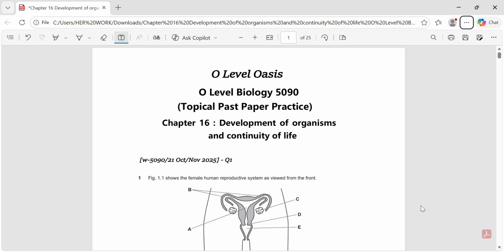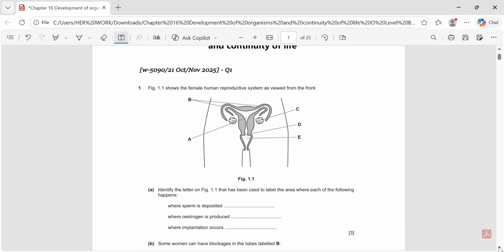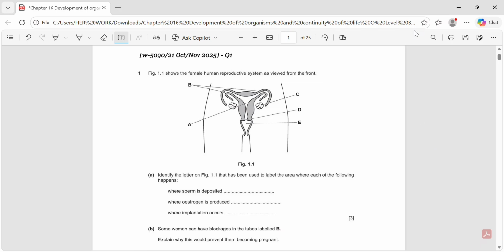Now, for today's lesson, we'll be working on past paper questions from Chapter 16, Development of Organisms and Continuity of Life. In this chapter, we explored the basics of nuclear division, how new cells are formed, and how life begins at the cellular level. We also looked at different methods of reproduction, both asexual and sexual, leading up to human reproduction and how life ultimately begins. Today, we'll take all those concepts and apply them to past paper questions to strengthen your understanding and exam skills.